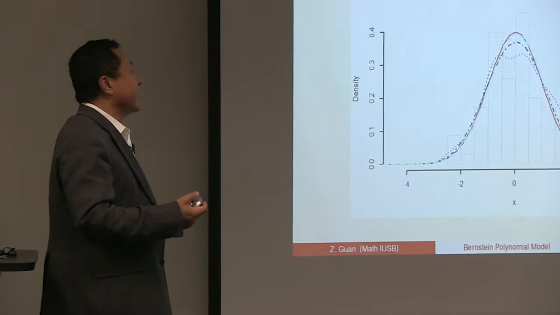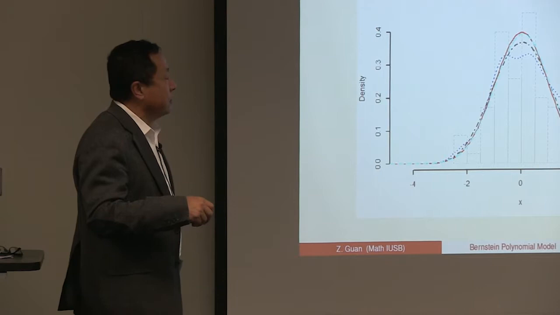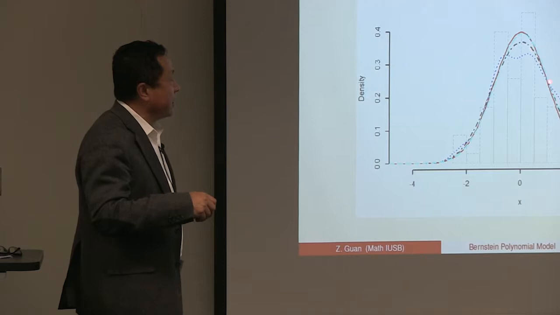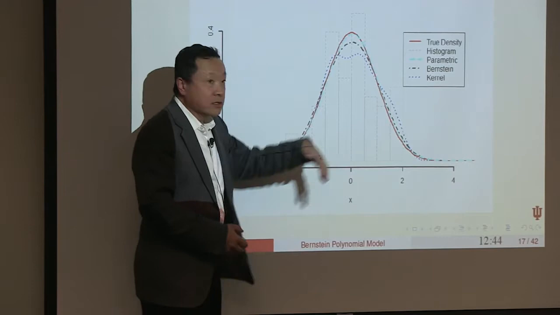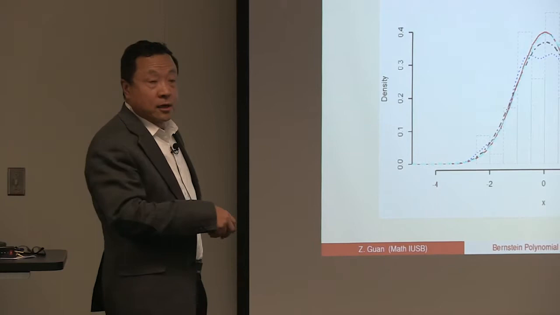And this is the picture. You can see a typical comparison between the commonly used methods and my method. My Bernstein method is the black line, the dotted blue line is the kernel method, the parametric method is the light blue, and the red curve is the true value. We also have the histogram.